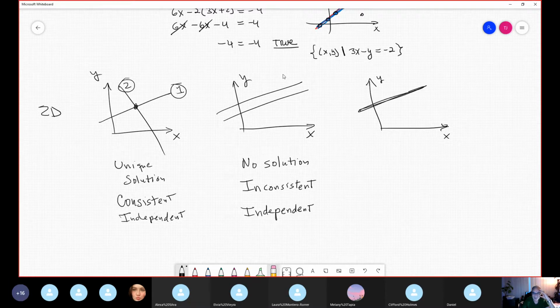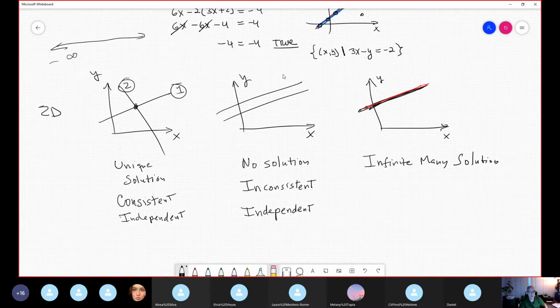However, we have the last case in which you have one equation and the other equation is totally coincident with this. In this case, we have infinitely many solutions. But that doesn't mean it's all real numbers, because it's a 2D problem, not 1D. 1D is when there's one line and you see from negative infinity to positive infinity. In this case, 2D, it's a plane. So this is also consistent because we have infinitely many solutions.